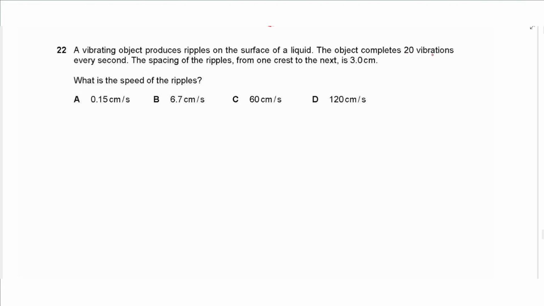Question 22 says a vibrating object produces ripples on the surface of a liquid. The object completes 20 vibrations every second, that's the frequency. The spacing of the ripples from one crest to the next, that's the wavelength, is 3 centimeters. What is the speed of the ripples? The speed is required in centimeters per second, so we do not need to change this value. The speed is equal to the wavelength multiplied by the frequency, so 3 multiplied by 20 gives an answer of 60 centimeters per second, so we choose C.